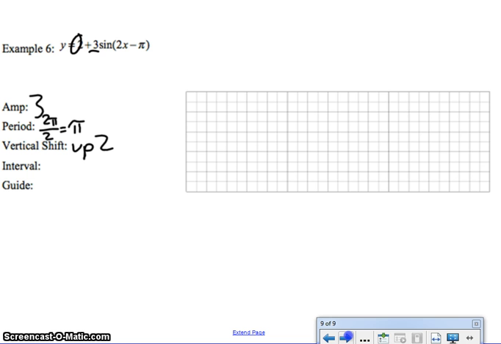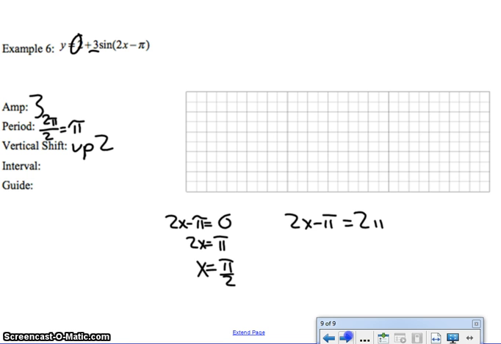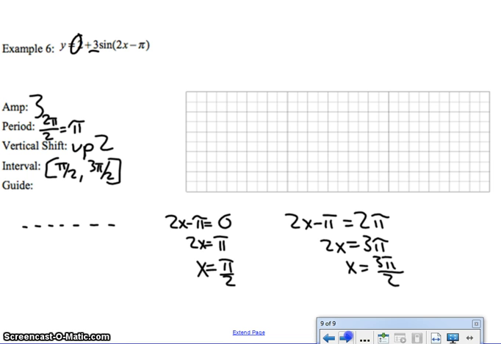All right, my interval, to calculate that, I would have 2x minus pi equals 0. So that would be 2x equals pi, or x equals pi over 2. And then 2x minus pi equals 2 pi. So 2x equals 3 pi, or x equals 3 pi over 2. So that's my interval, pi over 2 to 3 pi over 2. All right, and my guide, I know this is sine. So I start and stop at my axis, go up and then down.